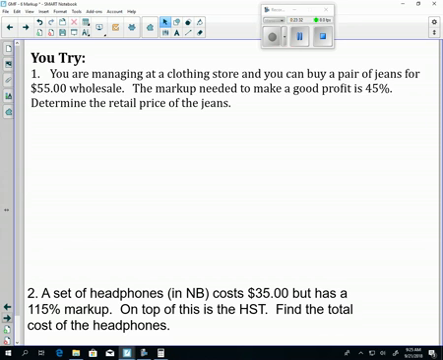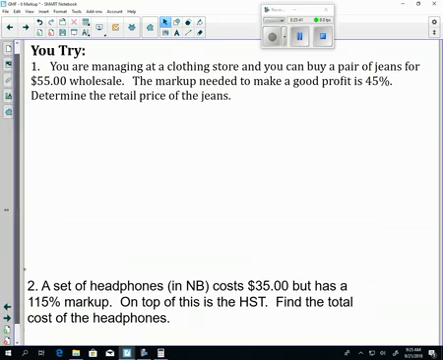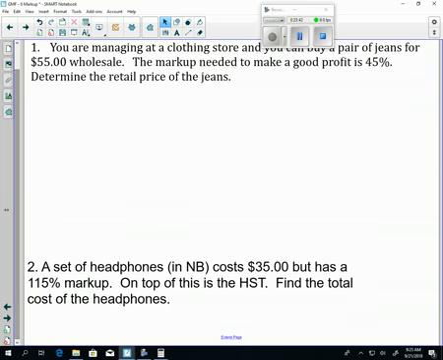So we'll do one quick one here. Managing a clothes store, you buy it. Oh, we already did that one. We did the price of the jeans. Let's do the headphones.